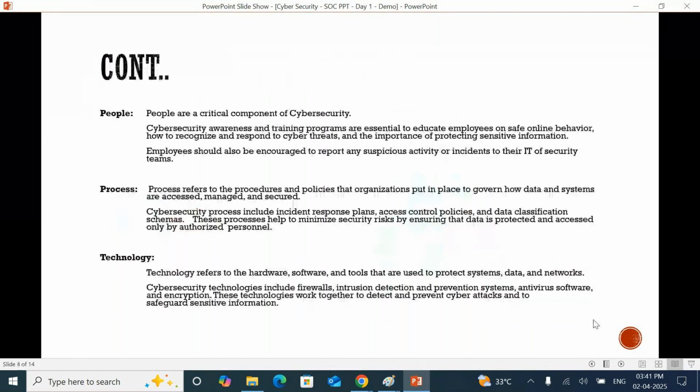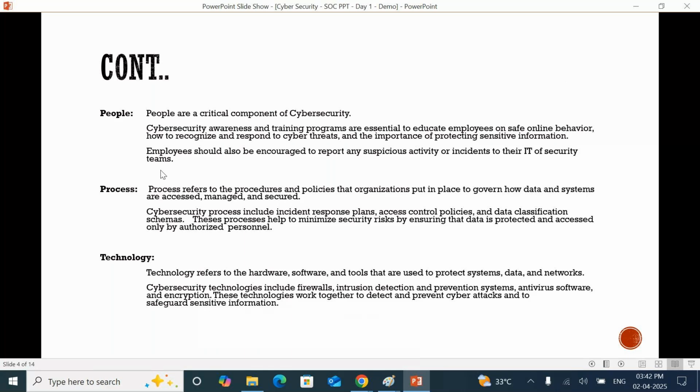As we already discussed, people are the critical component of cybersecurity. Cybersecurity awareness and training programs are essential to educate employees on safe online behavior, how to recognize and respond to cyber threats, and the importance of protecting sensitive information. Employees should also be encouraged to report any suspicious activity or incidents to the IT security team. That is about people. Coming to the process.